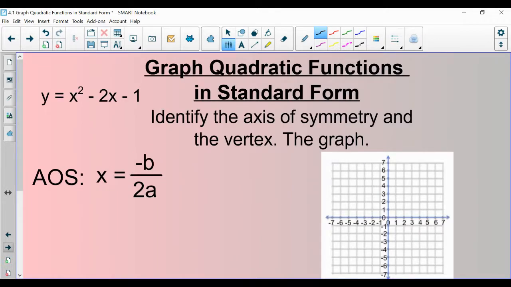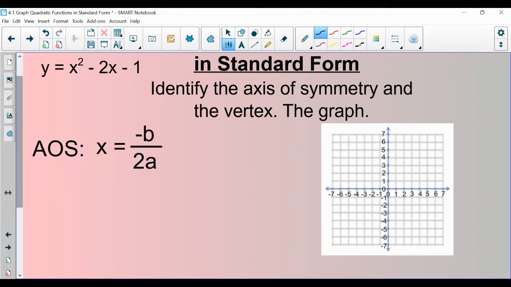Let's look at another one. Identify the axis of symmetry and the vertex once again, and then graph it. You're also going to need to tell me the domain and the range. This would be a great one for you to pause and try on your own, see how you do, and then push play and grade yourself on it, right?